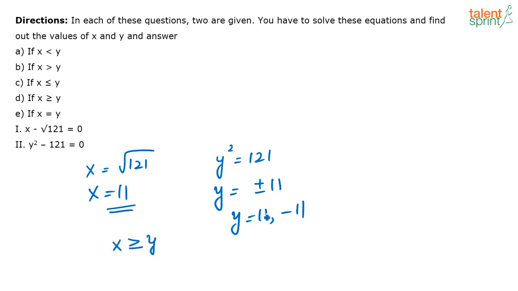So I can say either x is greater than or equal to y. See, if x is 11, y is 11, both are equal. If x is 11, y is minus 11, then x is greater than y. So that's why we say x is greater than or equal to y. Whenever the square of a number is given as 121, there are two possibilities. Minus 11 the whole squared is also equal to 121, correct? Again, 11 squared is also equal to 121. So whenever you find the value of y, you have to take both the plus term and the minus term. So here the answer is x is greater than or equal to y.